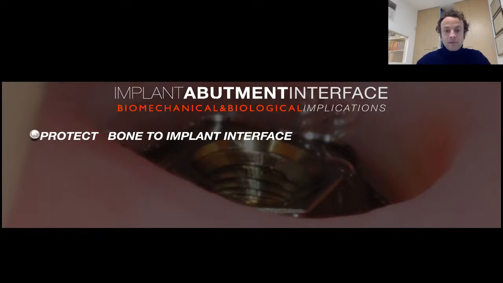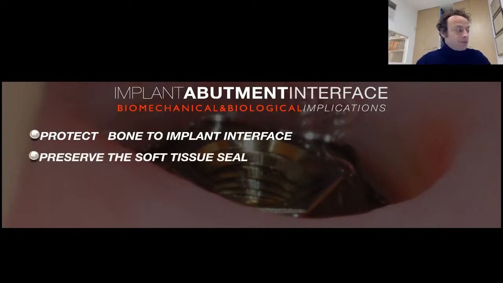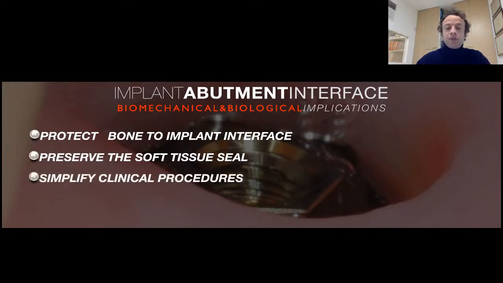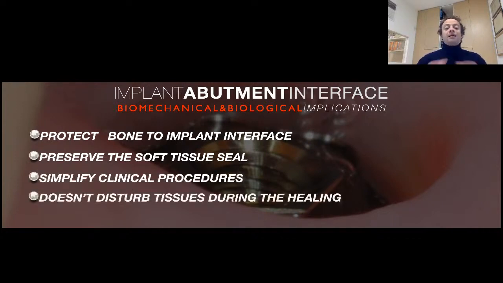So, I want to conclude this my third lecture, stressing again the importance of the implant abutment interface, and its biomechanical and biological implications. It's really important to protect the bone to implant interface. It's really important to preserve the soft tissue seal and simplify the clinical procedures. And in particular, it's important to work with the concept, with the system, with the prosthetic components that allow to work without any possibility to disturb tissues during the healing.